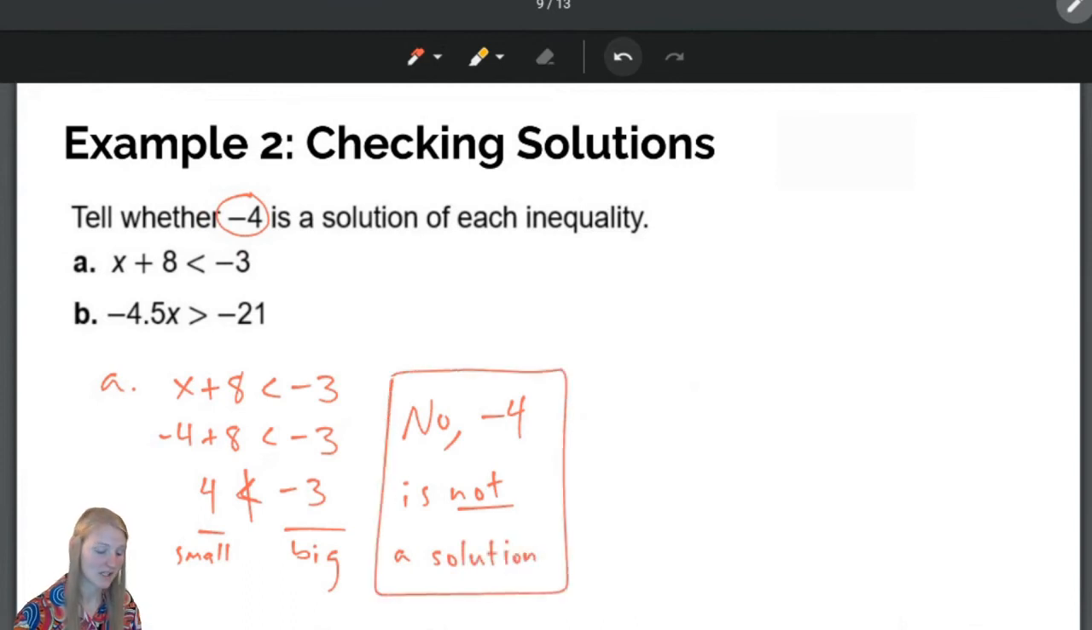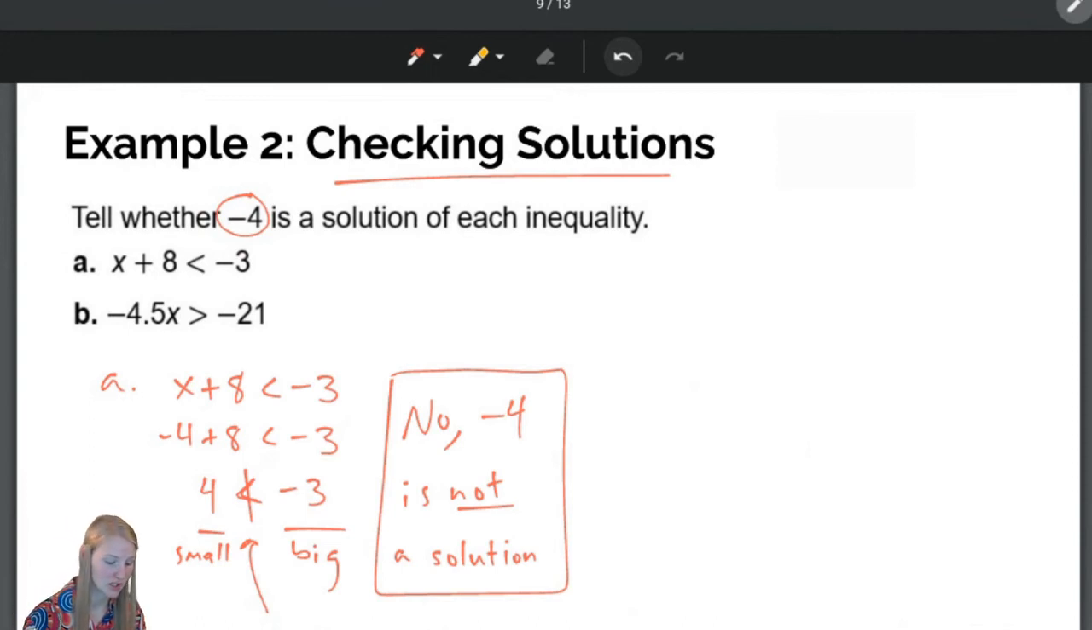And that's it. When it says tell whether -4 is a solution, you have to say yes or no. It is a solution or it is not a solution. And if you end up with something that is not true, 4 is not less than -3, then no, it's not a solution.